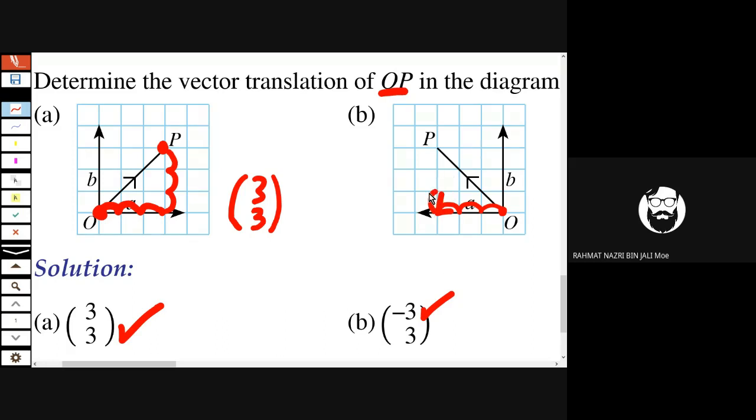Kemudian dia naik ke atas sebab P berada di atas O. Bukan turun ke bawah. Ke atas. Jadi 2, 3. Dia bergerak ke atas sebanyak 3. Jadi kita dapat positif 3. So translation for B is negative 3, 3.